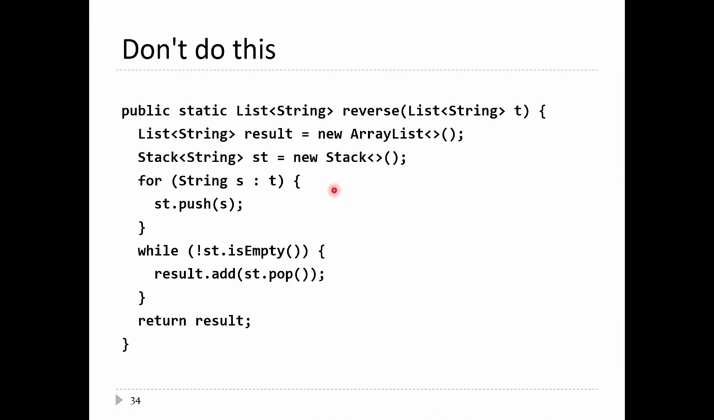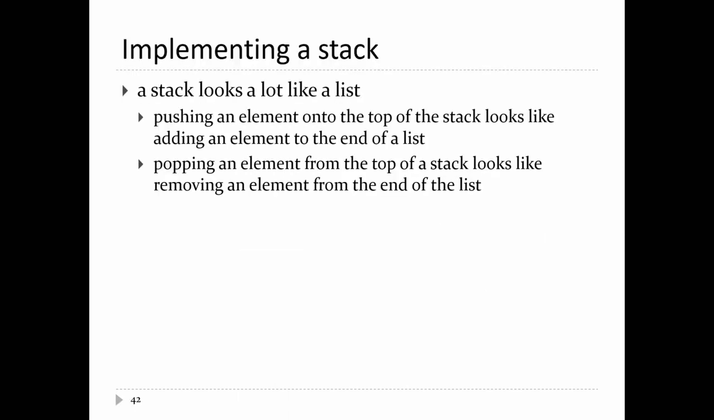And I've used one loop iteration to copy all the elements of T into the stack. And then I'm going to use a second iteration over all the elements to put the elements into the resulting list. You can reverse that list just by iterating over the sequence once. So this iterates twice, and it also makes a second data structure. So this is not a good way to do this, but it does show you how a stack works.